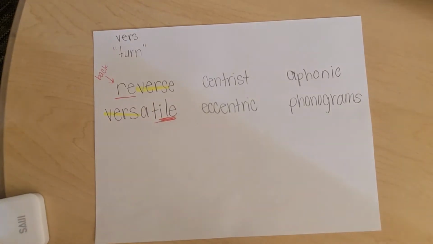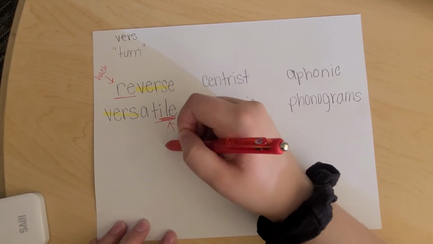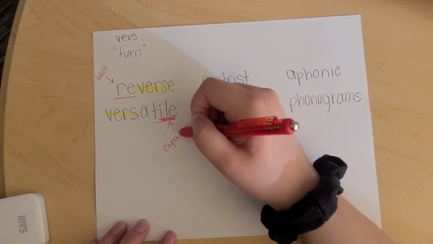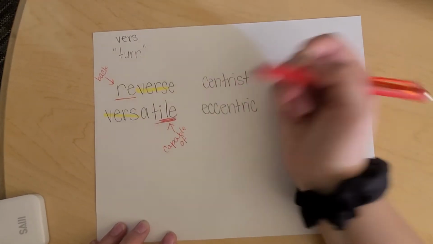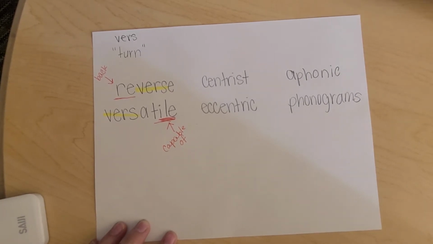I know that when something's versatile, you can use it in multiple ways, or something can be used in multiple ways. I think capable of makes sense here. So capable of being turned, or capable of turning easily from one thing to another.